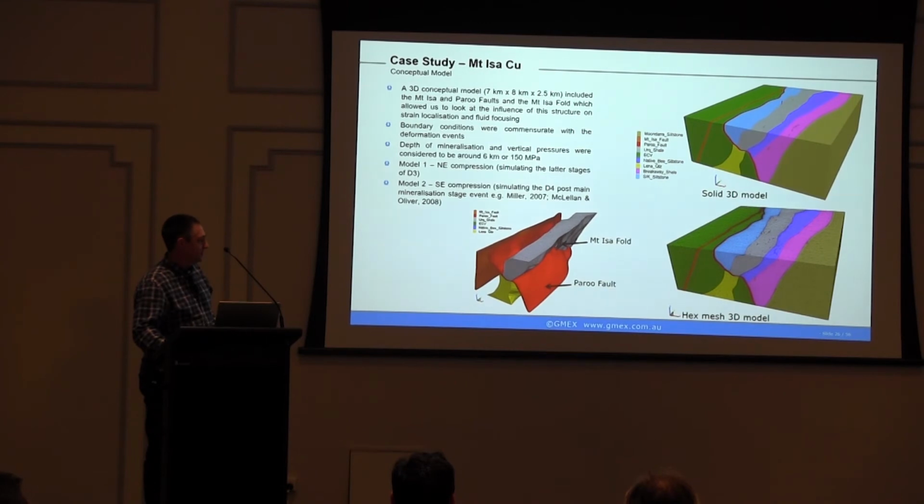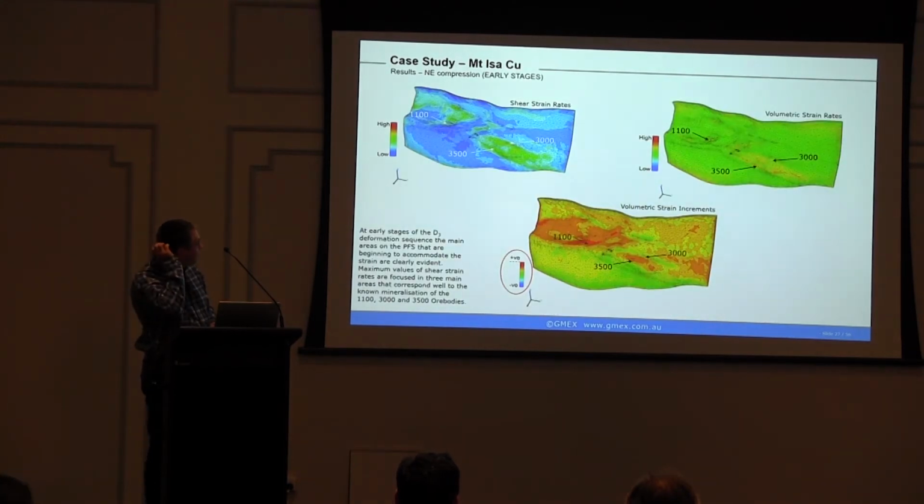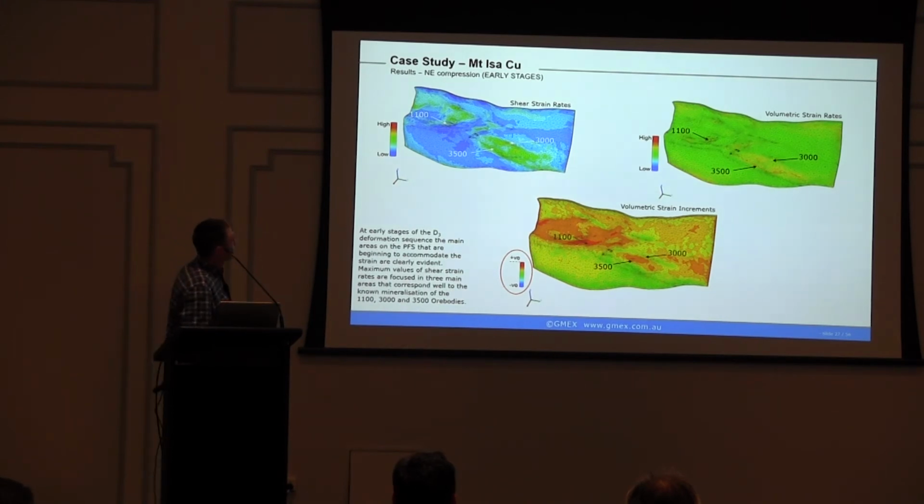He then converted this into a hexahedral mesh and started to deform it. So this is some of the results. The top left-hand corner is looking at shear strain rates during the early stages of D3. And what we see is that straight away on the Paru fault surface, we start to focus strain in particular locations. And when we look at the locations of where the ore is actually found, we see a really uncanny resemblance between where that strain is localized and where the deposit sits.